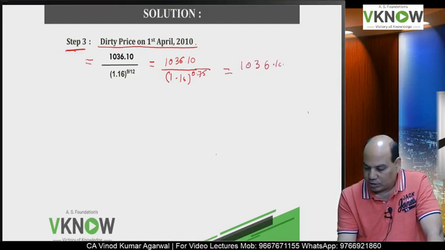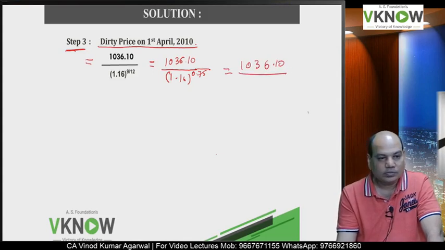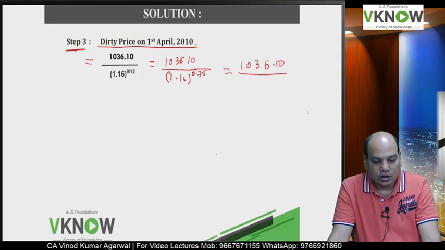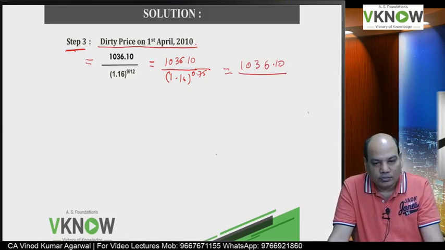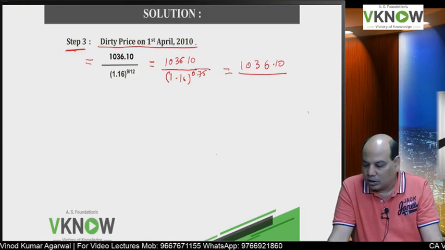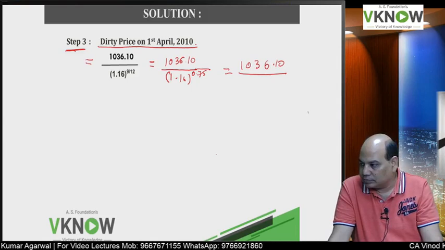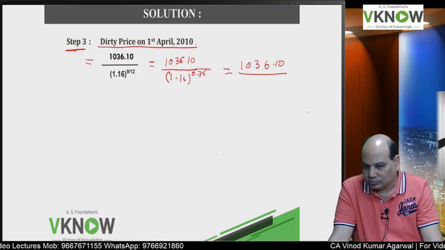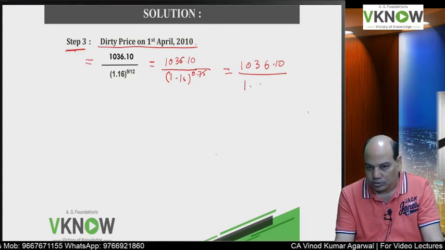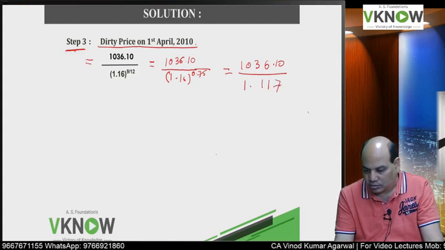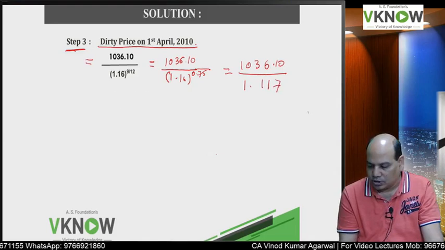Type on your calculator 1.16, press square root 12 times, minus 1, multiplied by 0.75, plus 1, multiply equal to 12 times. What is the factor you are getting? 1.117. Okay, divide, check the answer.